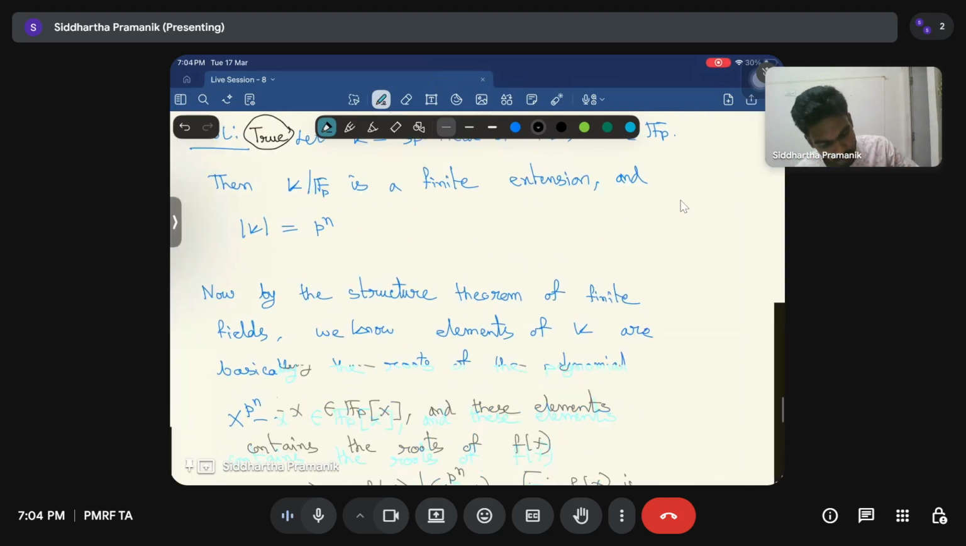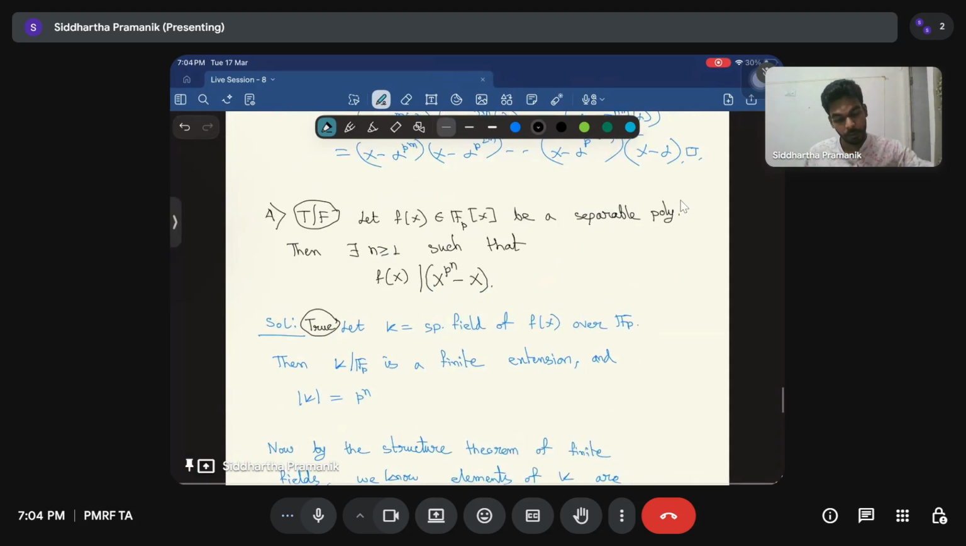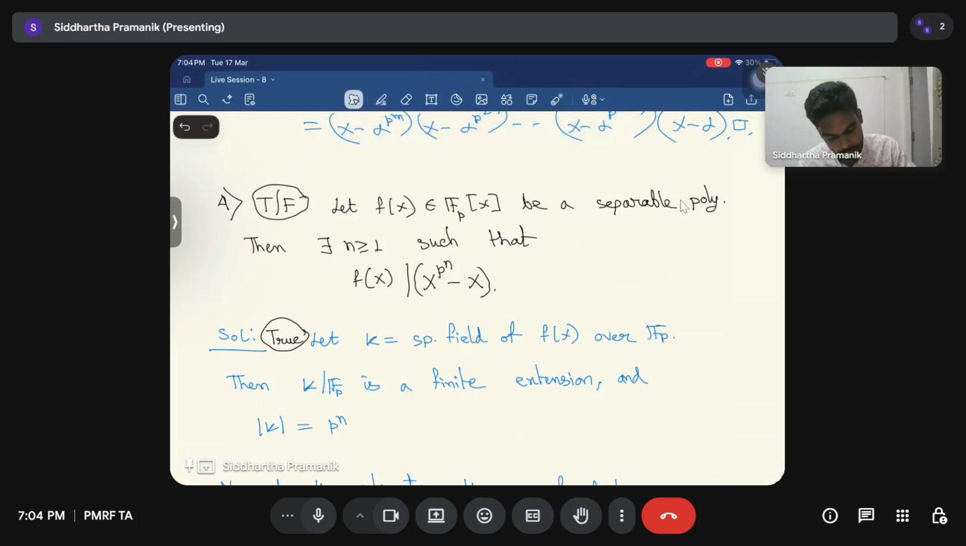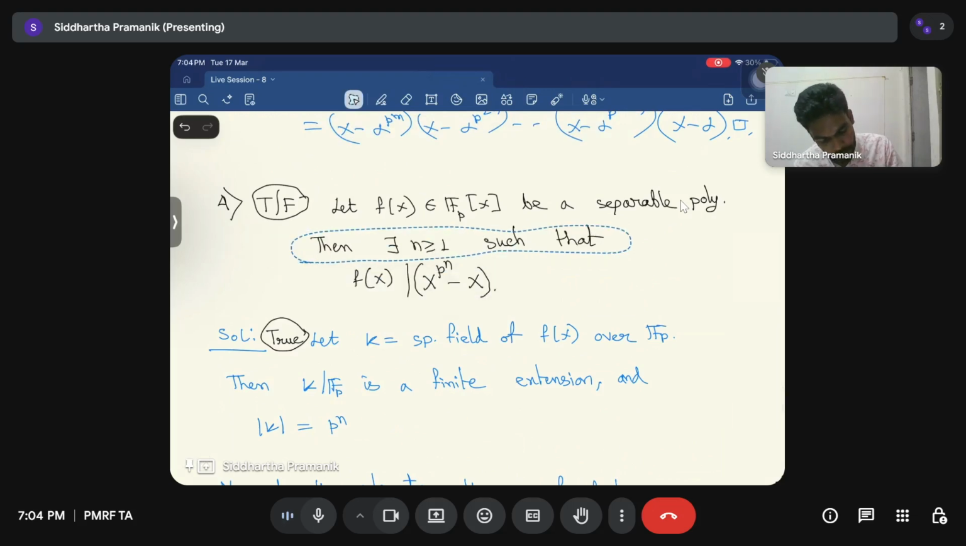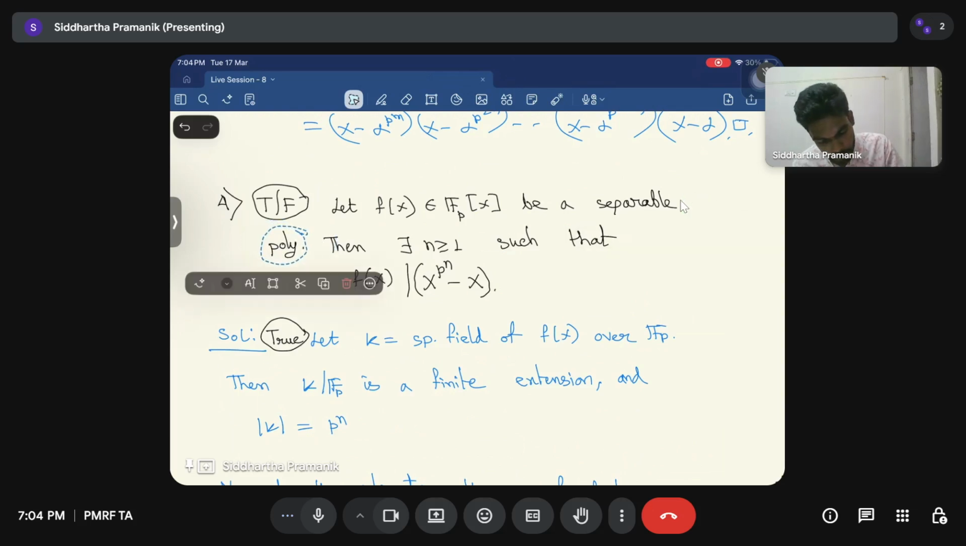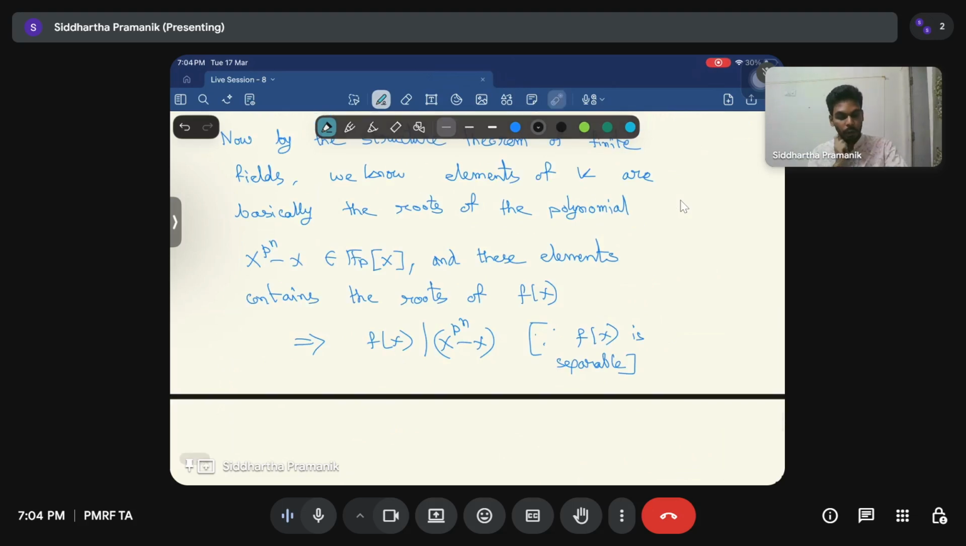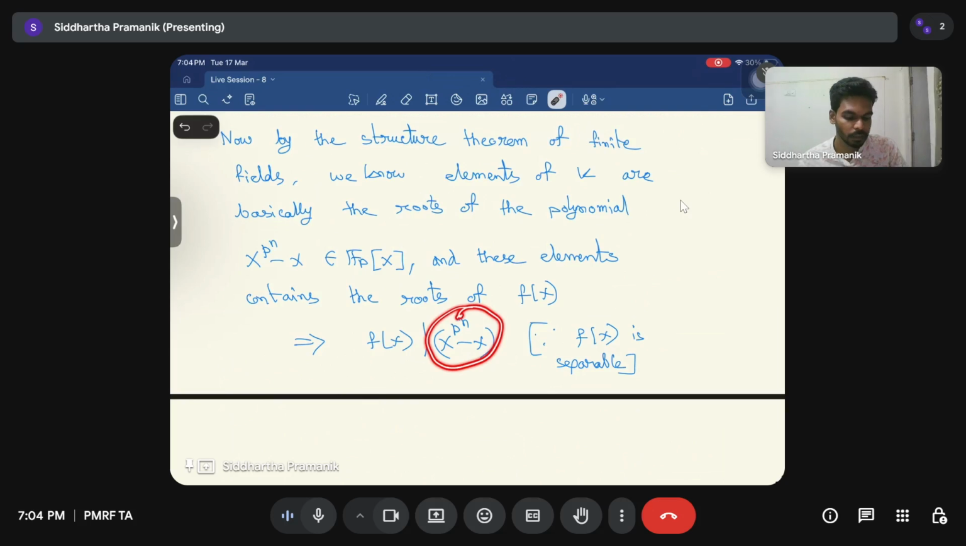Maybe we need to assume it's a separable irreducible polynomial, according to our definition. Separable irreducible polynomial. Then it cannot have multiple roots, and all the roots are roots of this polynomial. So f(x) must divide this polynomial. That's all.